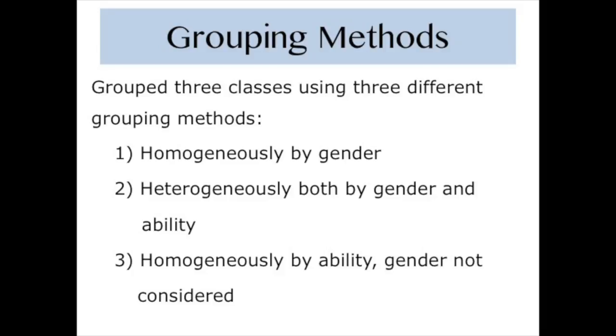So for my grouping methods, I chose 3 of my pre-AP classes, my first, second, and third period, and I grouped them using 3 different grouping methods. For my first period class, it lent itself well to grouping them homogeneously by gender, so all groups of boys and all groups of girls. My second period, I grouped heterogeneously, both by gender and ability. And then my third period, I grouped them strictly by ability. I went straight from the top to the bottom and then just made groups. Gender I did not consider.